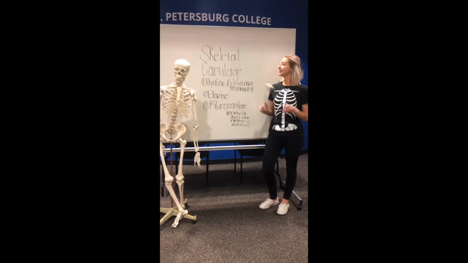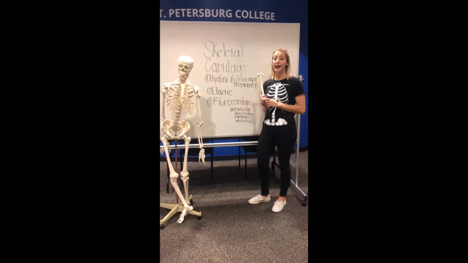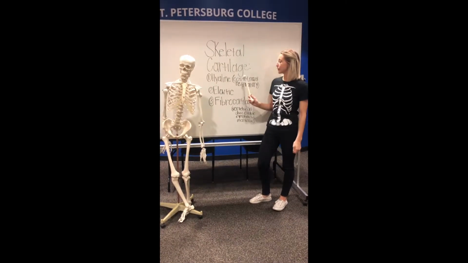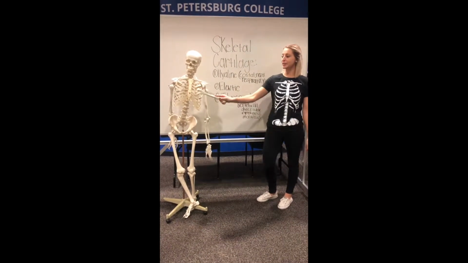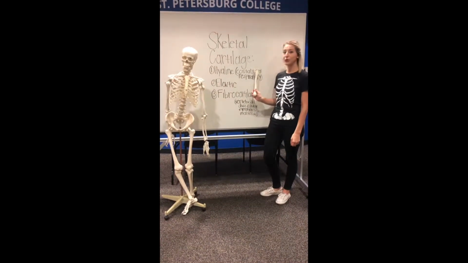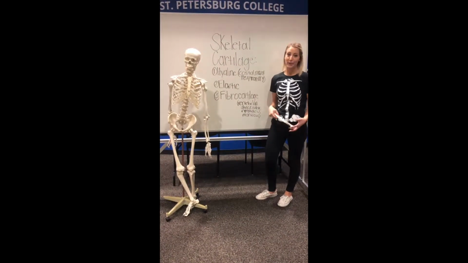First, we're going to talk about skeletal cartilage. There's three types of skeletal cartilage. There's hyaline. Hyaline consists of three different types of cartilage. There's costal, which connects the ribs to the sternum. There's nasal, which is found in your nose. And there is respiratory, which keeps your airway open.